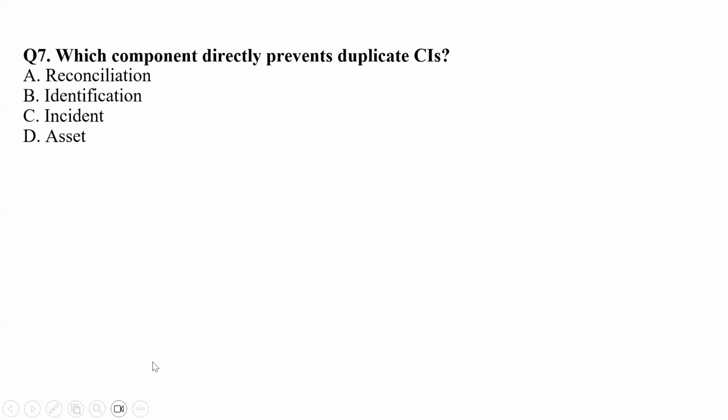Next one. Which component directly prevents duplicate CI? Option A, reconciliation. Option B, identification. Option C, incident. Option D, asset. The correct answer is option B, identification.